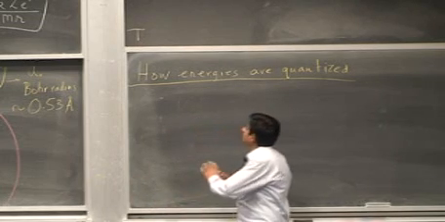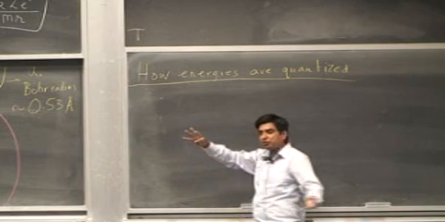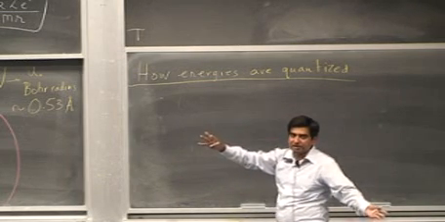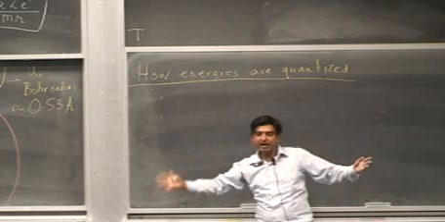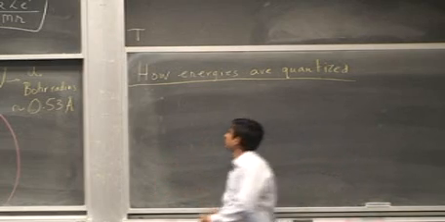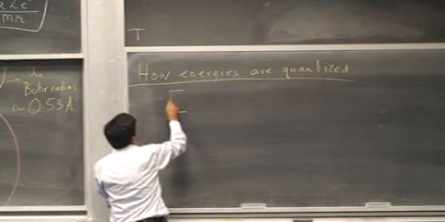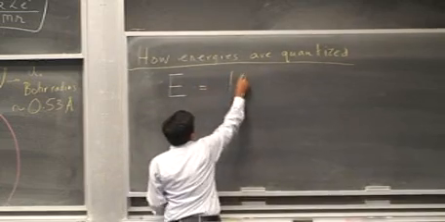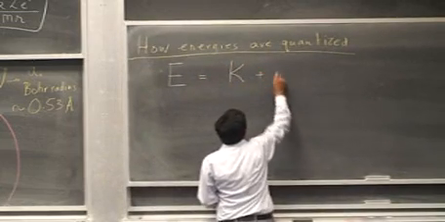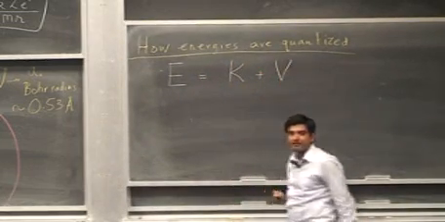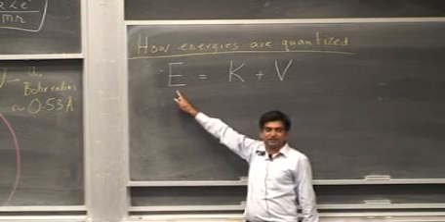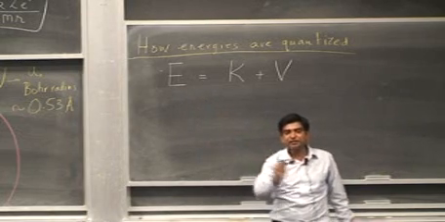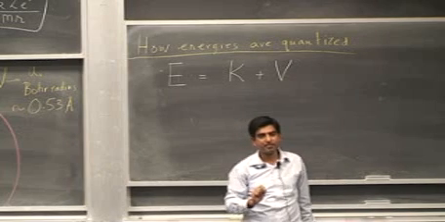Now, if you have an electron which is close to a nucleus which is positively charged, there is going to be kinetic energy and potential energy. So the energy is going to be the sum of the kinetic energy and a potential energy. Now this energy is the internal energy. We're not talking about the center of mass motion of the atom.